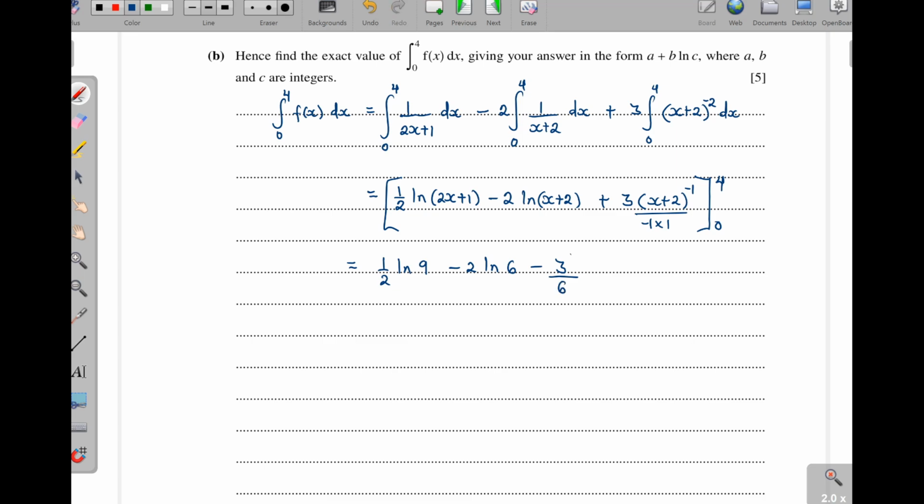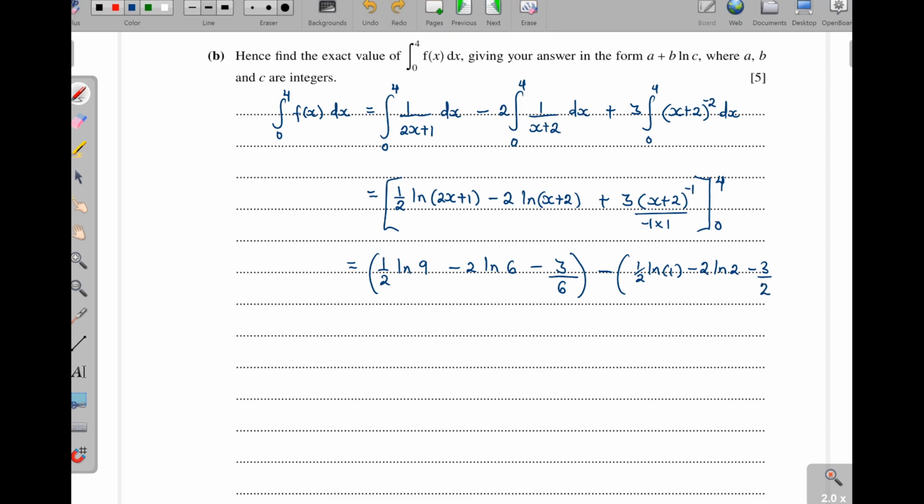Then from there, we subtract. Now we put a 0. So when we put a 0 here, you'll have a half natural log of 1. But natural log of 1 is also 0. Then put a 0 here. We shall have minus 2 natural log of 2. And then put a 0 here. You'll have a 2 to the power negative 1, so we shall have a minus 3 out of a 2 here.